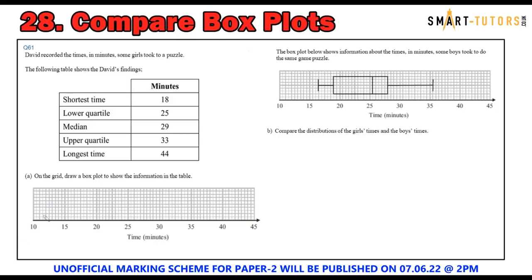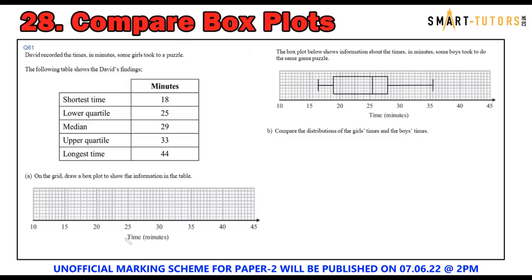So this is going to become a part of the question. David records the time in minutes some girls took to complete a puzzle. The following table shows David's findings. Shortest time, lower quartile, everything is given. On the grid, draw the box plot showing the information in the table. So first of all, you need to draw the box plot.